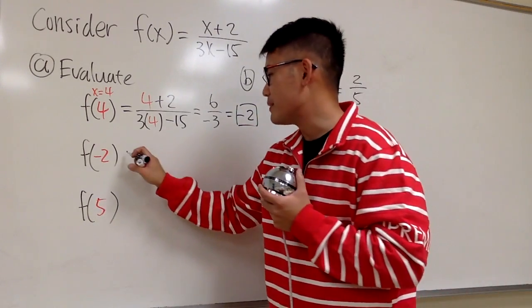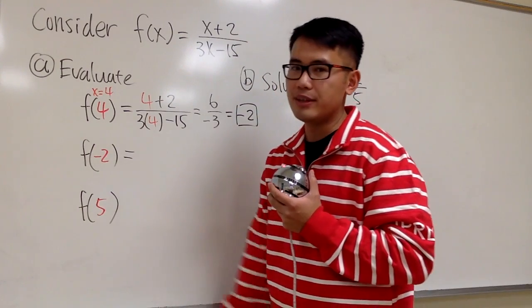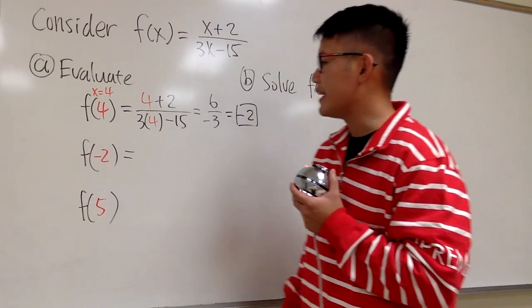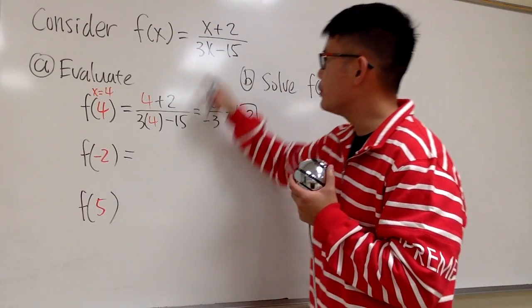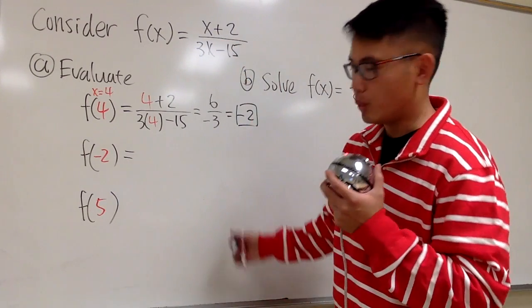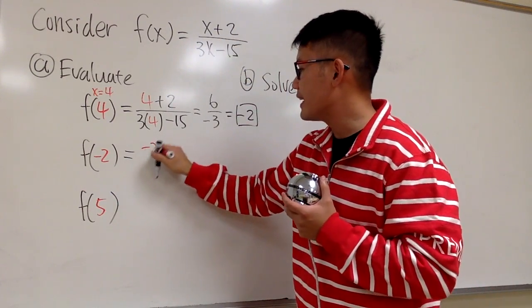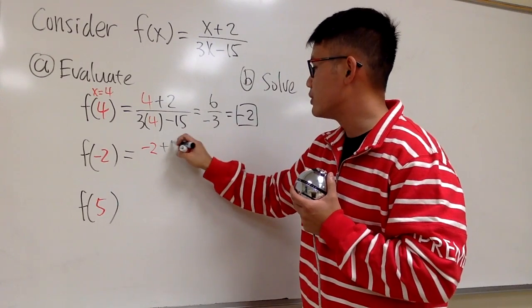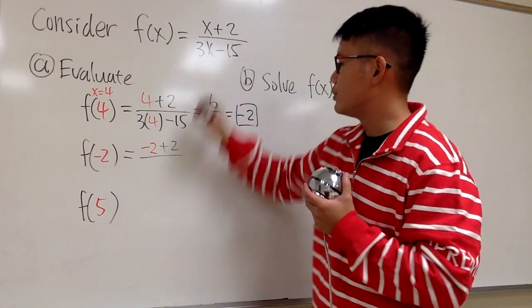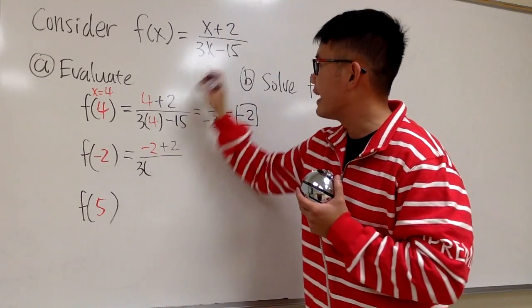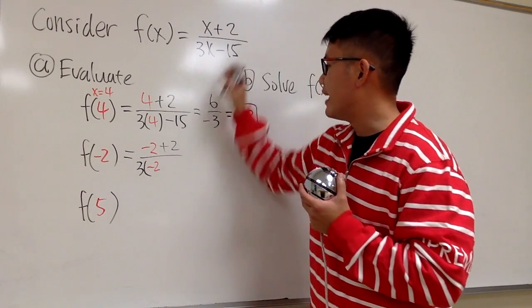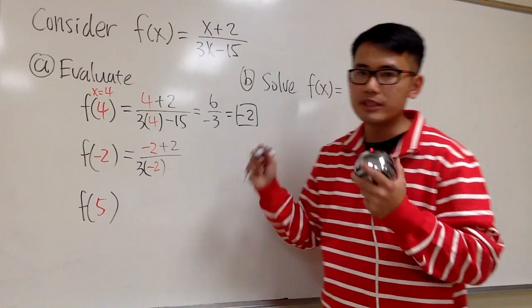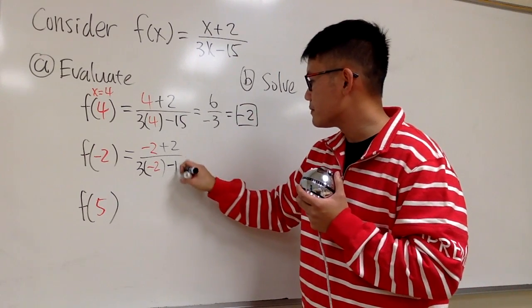And right here, same thing. You have f of negative 2. That means x is equal to negative 2. That means we plug in negative 2 into this x and that x and work it out. So we have negative 2 on the top plus 2 over 3 times negative 2 for this x, and then close the parentheses and we subtract the 15.